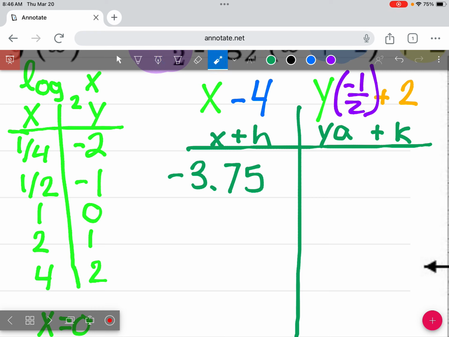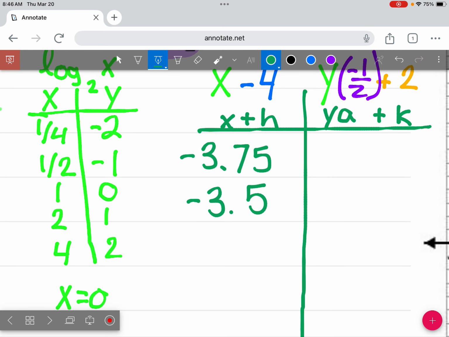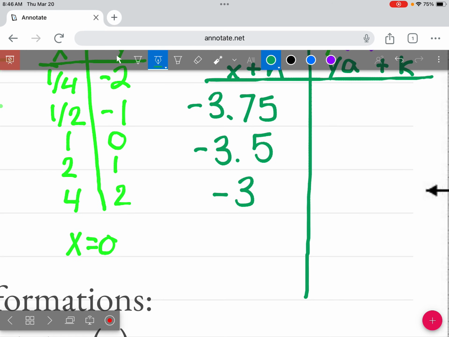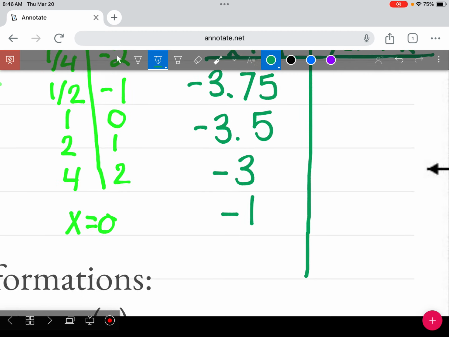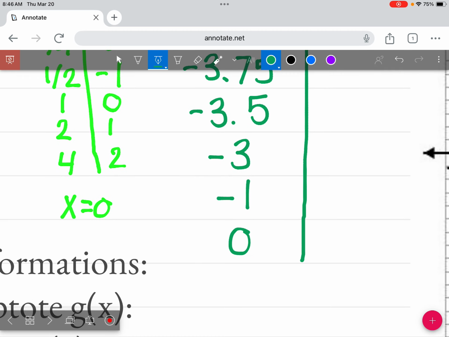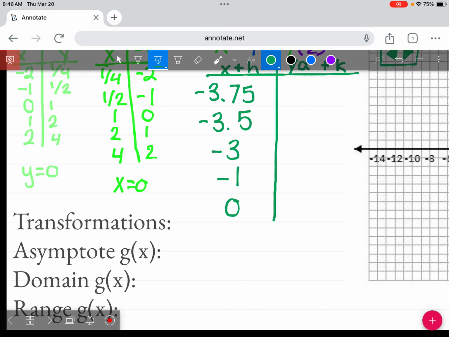So then we do our 1/2 minus 4, and we're going to get minus 3.5. We're back into the world of whole numbers. We like them. They're a little easier to do mentally. We're going to have our 1 minus the 4, which gives us a -3. 2 minus 4 gives us a -1. And 4 minus 4 gives us a 0.